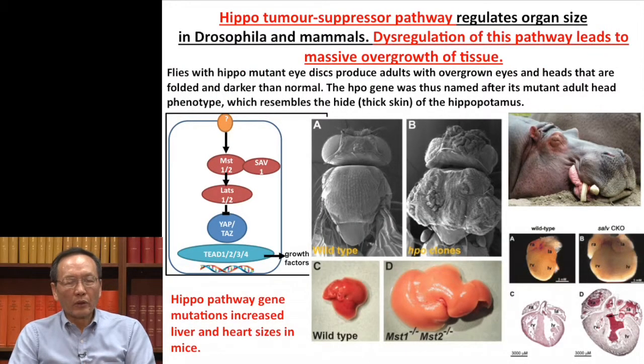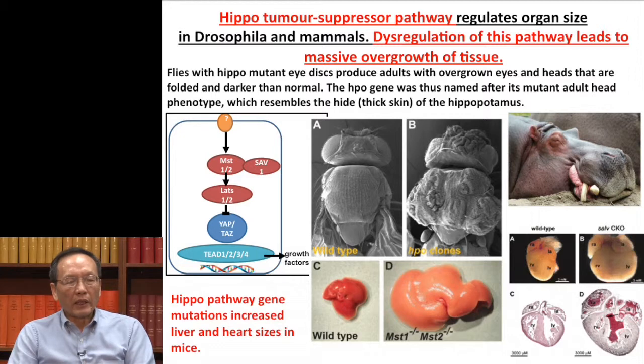So this slide shows on top the hippo tumor suppressor pathway. This is a pathway to make sure the tissue will not become tumor. And it regulates organ size in Drosophila. And the same system is also found in the mammalian system. So dysregulation of the system causes cancer in both systems. And in A and B in the middle, you can see that in the fly, they have single cell mutation, and every single cell becomes a clump of tumor.